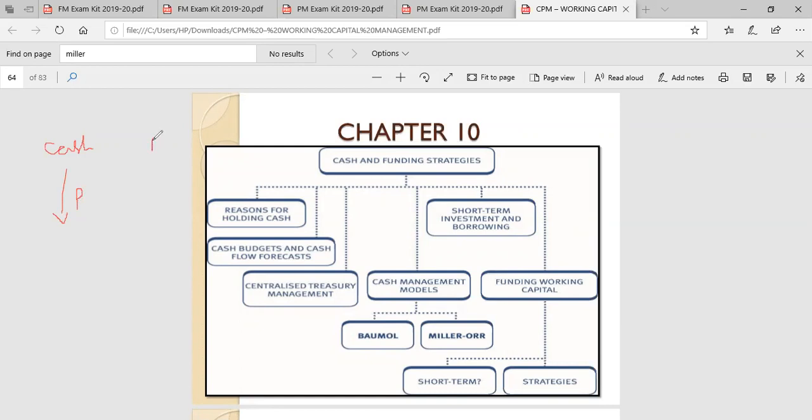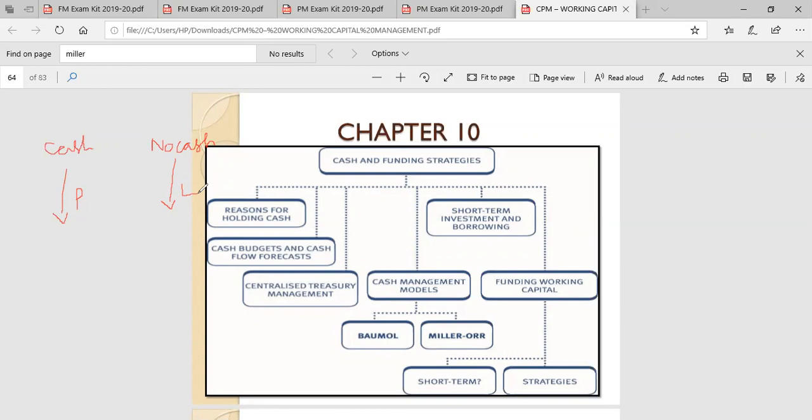No cash, then what is getting affected is liquidity. They are unable to make the payment on the due date, so the liquidity is getting affected. Okay. So here we need to understand what should be the strategy in terms of cash.